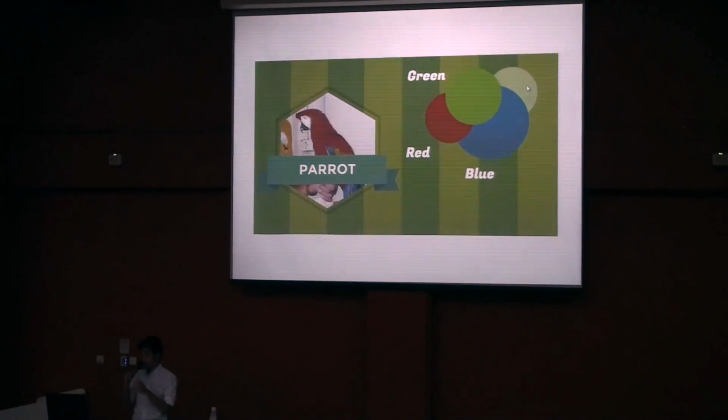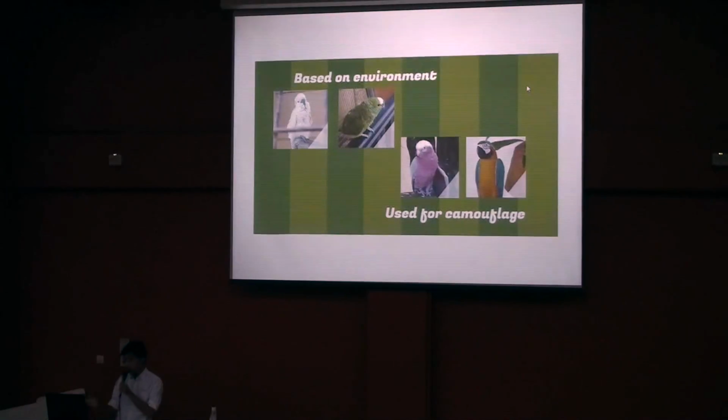See, the parrot has red, which is a warm color, but it also has green and blue. The difference between the parrot and the peacock is that the parrot does not need bright colors for mating purposes. It's mainly used for camouflage, based on the environment. Parrots use their colors to camouflage themselves against predators. There's the white parrot, the green parrot, the purple parrot, and then there's the blue.